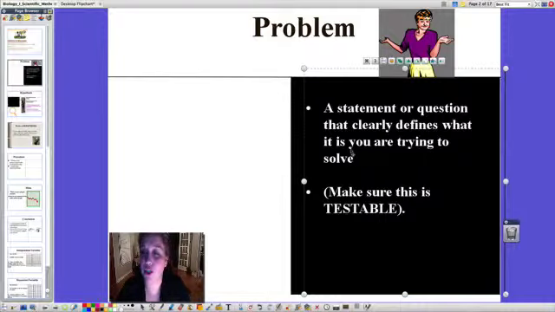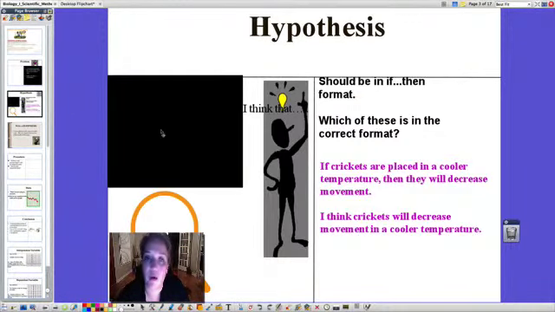A statement or question that clearly defines what it is you're trying to solve. Make sure that it's testable. There are things that we can't test. I can't test a dog's happiness based on the number of times it wiggles its tail. I can't test to see if a fish is happy. We don't test emotion. We test things that we can count, that are not emotional, like how tall a tree grows based on how much water I feed it. Those are things that in science we can test.